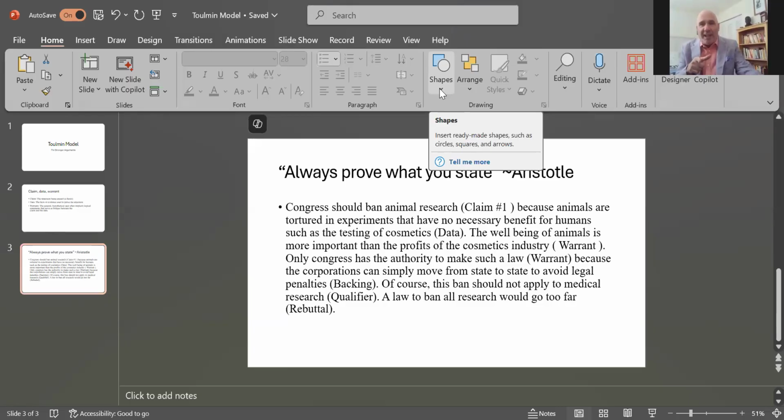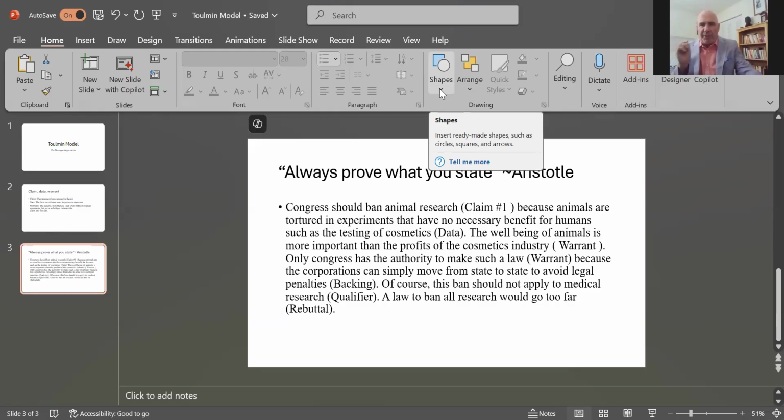Because in a way, I don't know. For all we know, maybe some of you might know this, but because animals are tortured in experiments that have no necessary benefit to humans, that might just be opinion. Anyway, but that is the data. That is part of the data anyway. There's more data. There could potentially be more data. In fact, I think there would probably be stronger evidence to prove this claim.